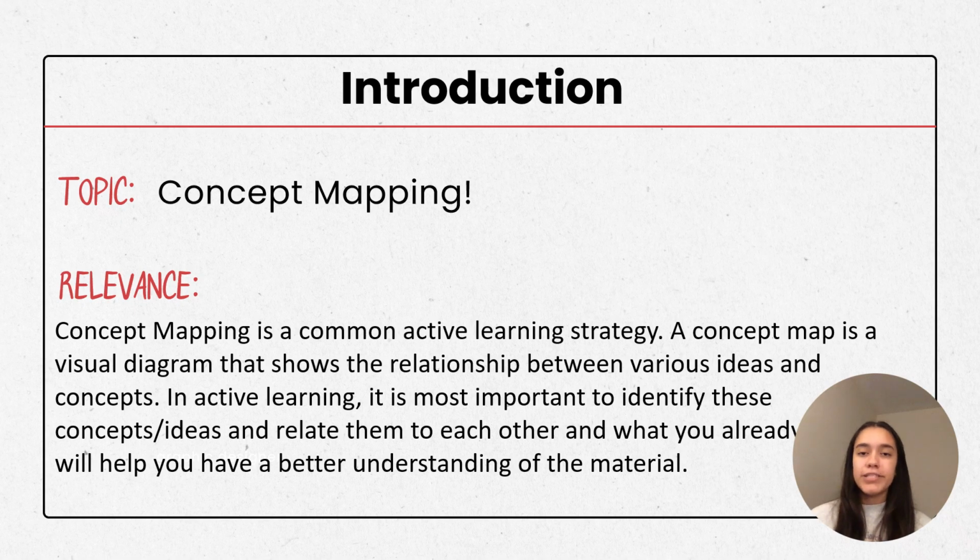The active learning strategy that we're going to be going over today is concept mapping. We all have heard of it. It's a very common active learning strategy. Overall, it's really just a visual diagram that shows a relationship between various ideas and concepts. In active learning, it's very important to identify the ideas and concepts that you're learning and then relate them to each other and to what you already may know. This is going to achieve a better understanding of the material.